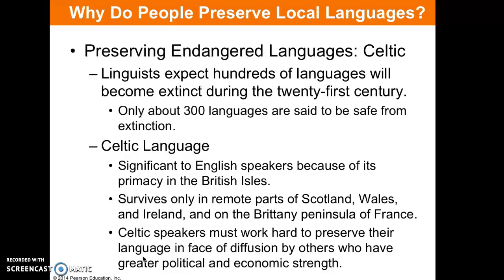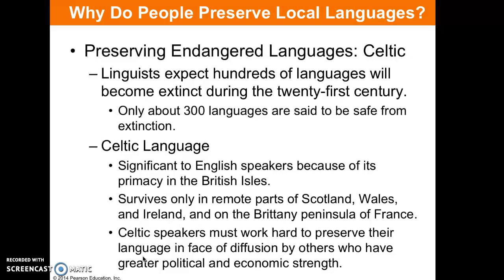In the UK, the Celtic language is one of these endangered languages, and it's significant to English speakers because it's only found today in the British Isles, and the Celtic language would have predated the Germanic invaders. And so it's their version of our Native American languages would be these Celtic languages. Today, people speak the Celtic language in remote parts of Scotland, Wales, Ireland, and on the Brittany Peninsula of France. And they work hard to preserve their language in the face of global diffusion.